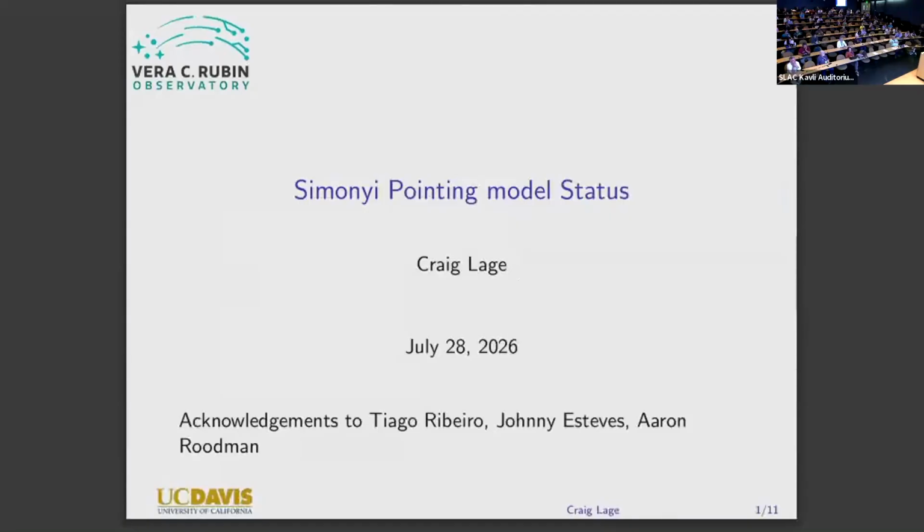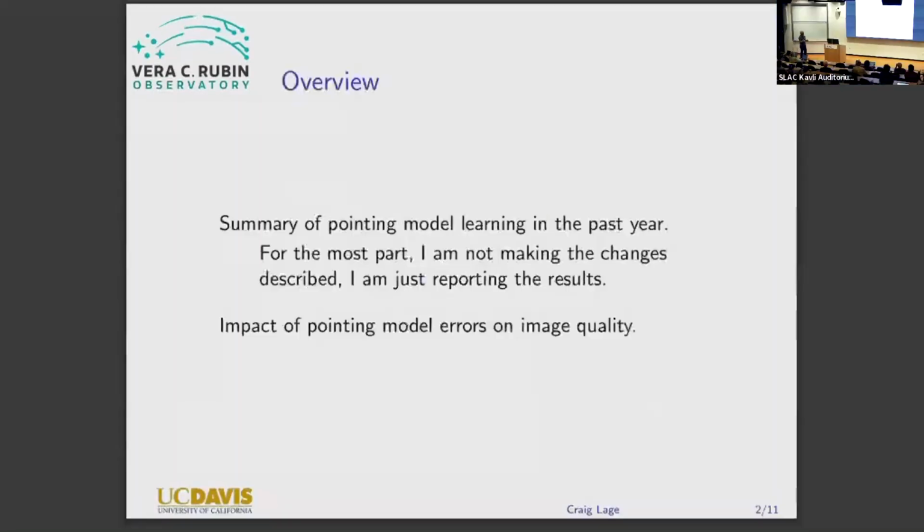Okay, hi, I'm Craig Lage. I work at UC Davis and partially supported by the Rubin Observatory. I'm going to try to tell you our status of the pointing model. I'm going to give you a summary of the pointing model learning in the past year. Okay, that's better. And I'm pretty much just reporting these. I don't make a lot of these changes, but I've been reporting the results. And then at the end, I'll show you some of the impact of the pointing model errors on the image quality.